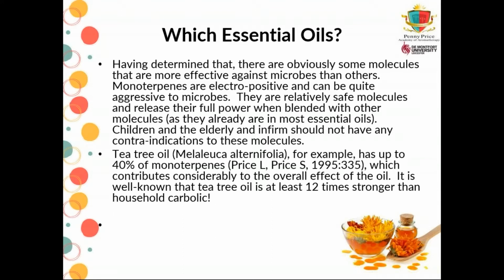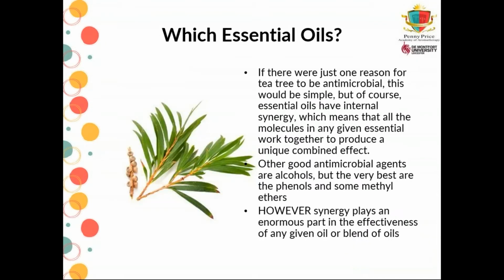So you can see tea tree is really, really strong, 12 times stronger than carbolic. Wow. Clove is stronger than tea tree, beats it hollow. Loads of essential oils, well, a handful of essential oils beat tea tree hollow. So you see, we've got a lot of good tools at our fingertips here. So if there were just one reason for tea tree to be antimicrobial, of course, that would be simple. Oh, it's the monoterpenes.